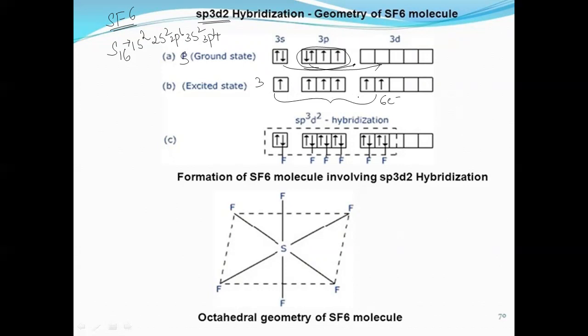Now these six orbitals will undergo hybridization, that is one s, three p, and two d orbitals, resulting in the formation of sp3d2 orbitals, which are six in number, degenerate, having the same energy and also the same shape. Each will overlap with a p orbital of a fluorine, resulting in the formation of the SF6 molecule. Fluorine has atomic number 9, so its electronic configuration is 1s2, 2s2, 2p5. So there is one unpaired electron in the 2p orbital. Each of these will overlap with one of the hybrid orbitals of sulfur, resulting in the formation of the SF6 molecule with octahedral geometry and a bond angle of 90 degrees.